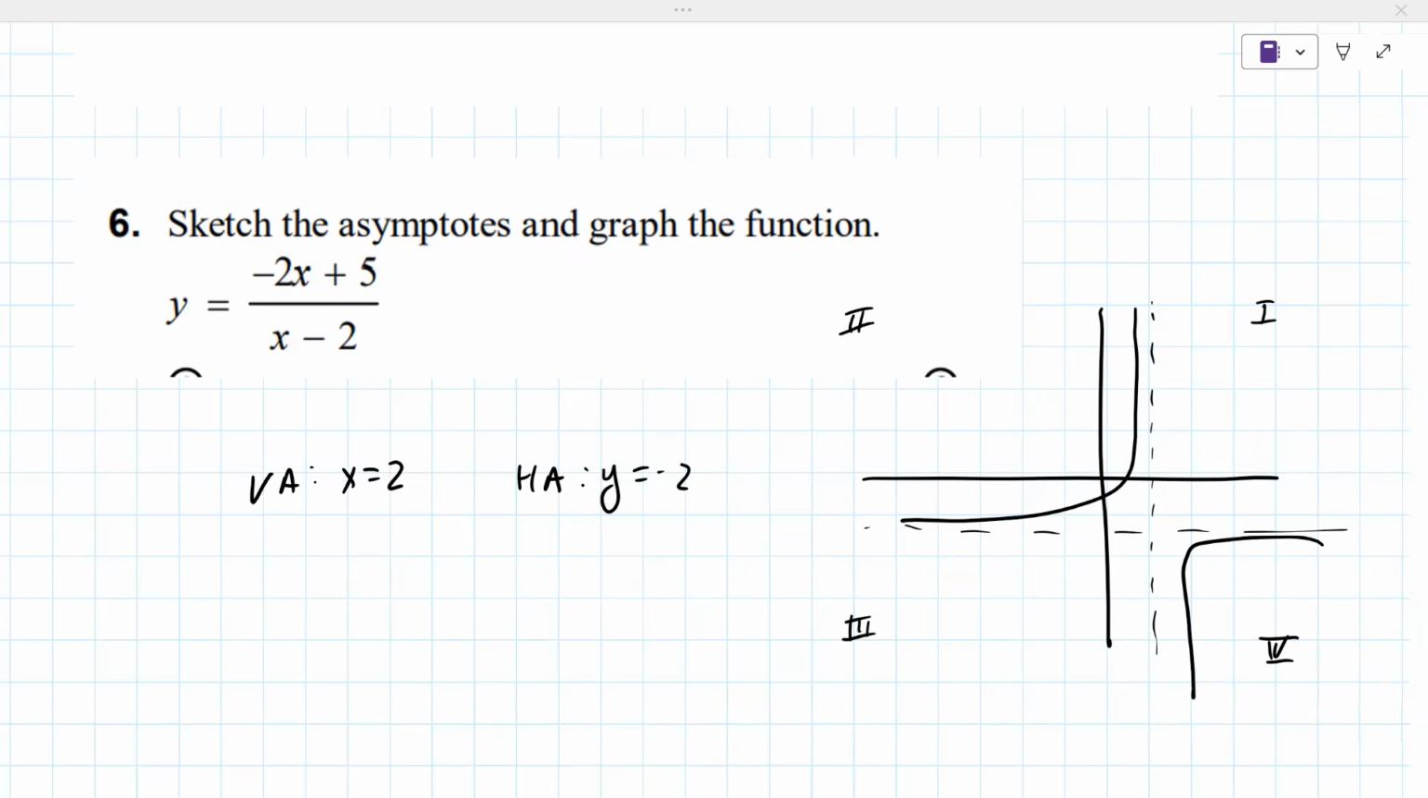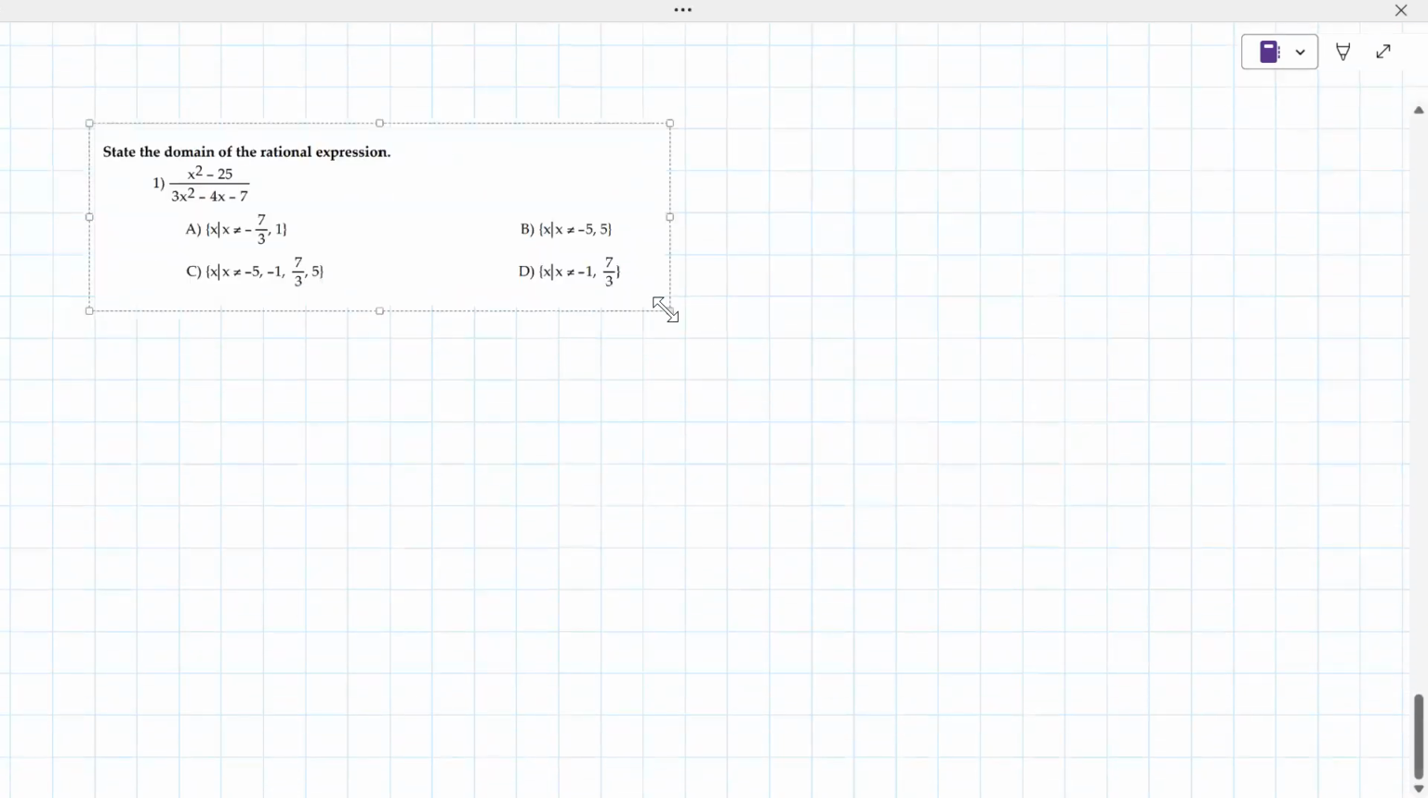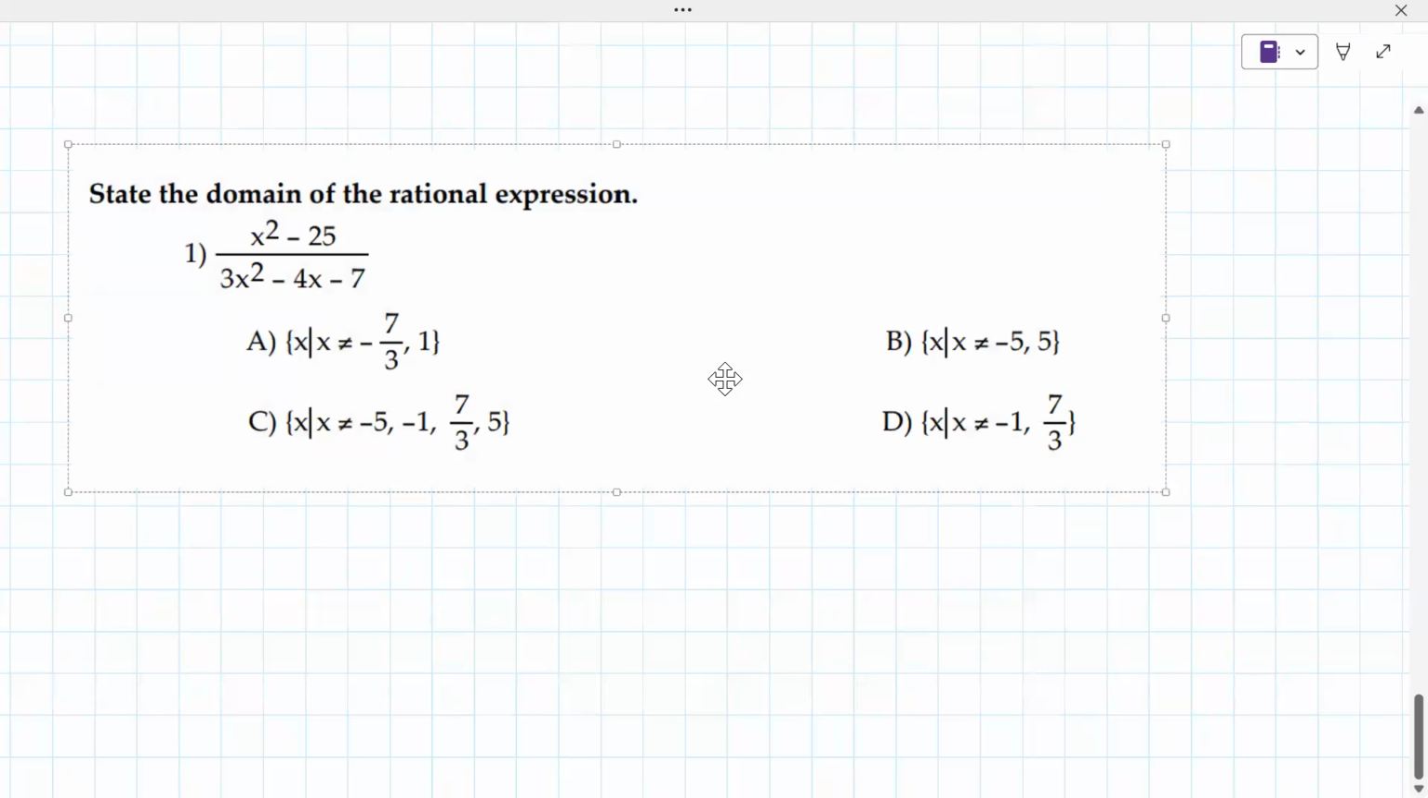All right, is it okay if we do a few more of these before we do some graphing? Because there's some good stuff in here. Here's another one on domain. Find the domain of the rational expression. Use set notation.